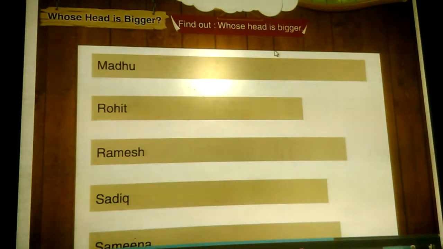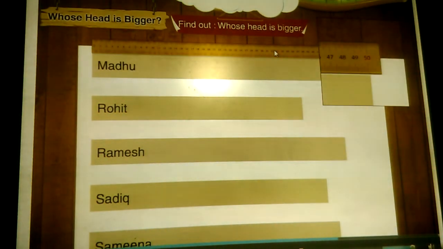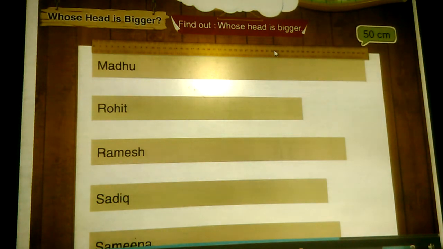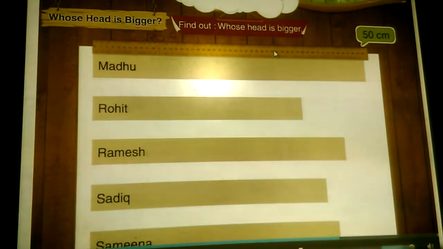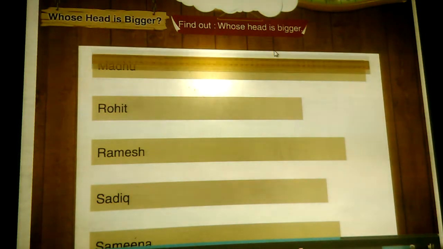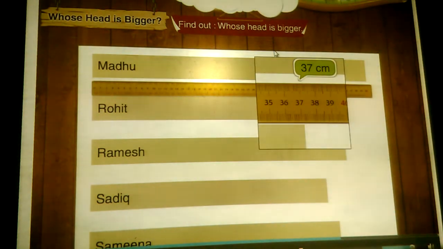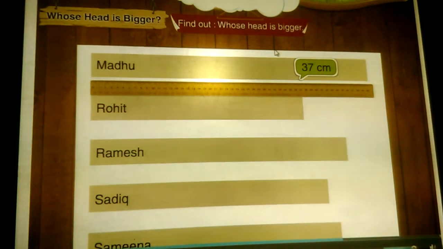See, some children had pasted their strips and made a chart that looks like this. You also make a chart which should look like this. Now, using the scale, find out the length of each strip. The length of the longest strip is 50 centimeters. That means Madhu's head is the biggest. The smallest strip is 37 centimeters long. It belongs to Rohit.